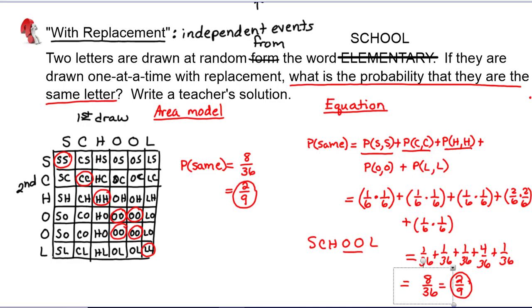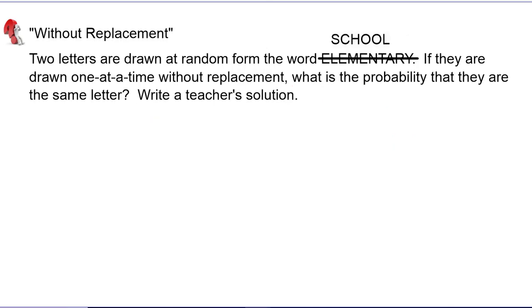Hi, welcome back to section 10.3. Now we just got done talking about how to find the probability of an event that has replacement, or independent events. Let's look at one where we have without replacement.